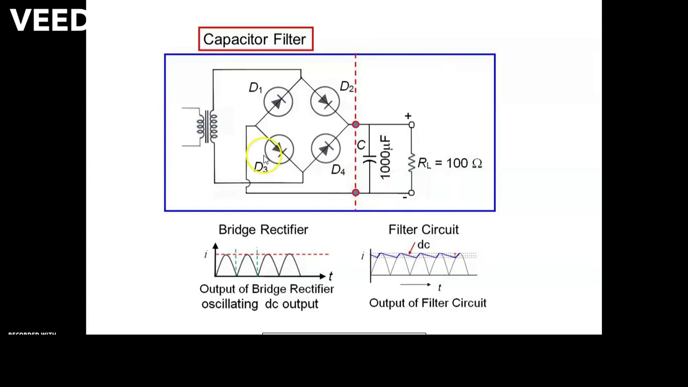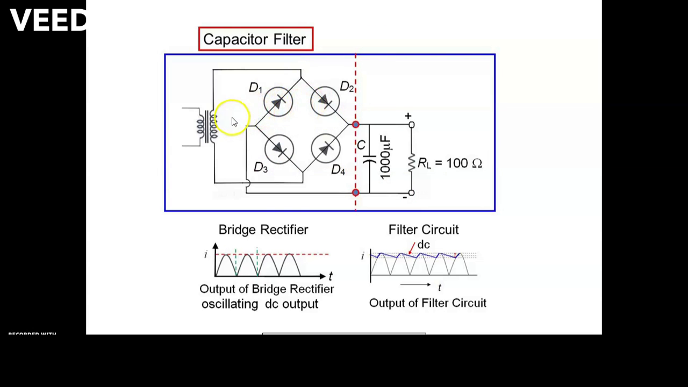Let us see the working of a rectifier using a capacitor filter. As we have seen in the last lecture, the bridge rectifier is also a full wave rectifier which converts single phase AC supply into pulsating DC. Here we can see the construction of the bridge rectifier.